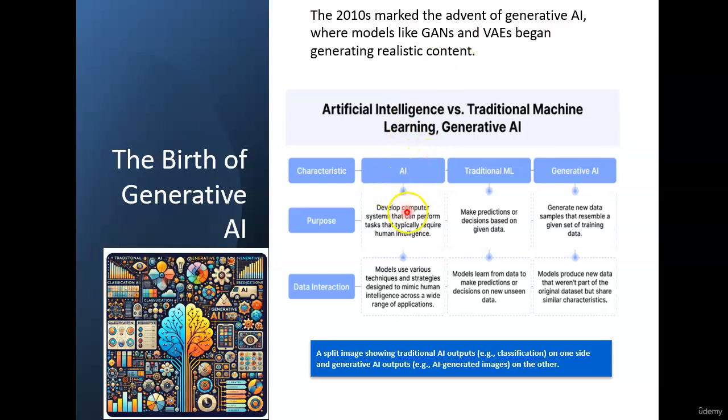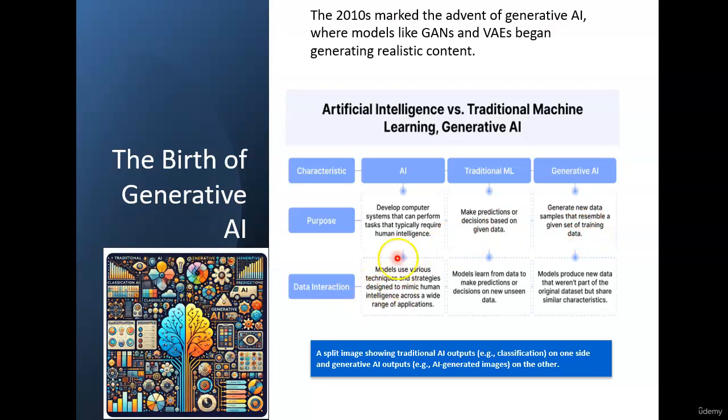The characteristic, AI. Like the purpose: develop computer systems that can perform tasks typically requiring human intelligence. Traditional machine learning makes predictions or decisions based on given data, whereas generative AI creates new data samples that resemble a given set of training data.